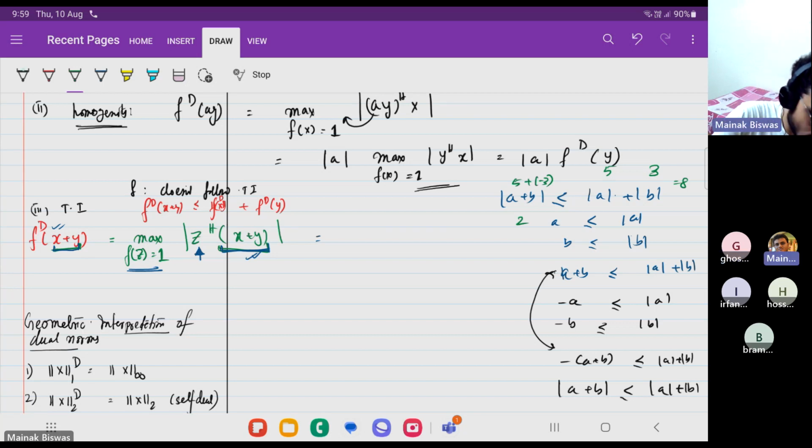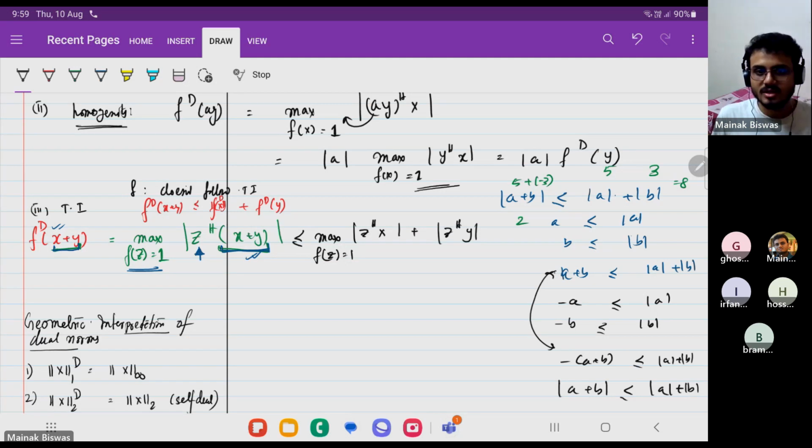Why am I not audible or what? Okay, so how will I write this? Can you tell me, max over f of z equal to 1 of z Hermitian x plus z Hermitian y? Yes or no? Again, I can also show this. You will tell me, how will I show this?